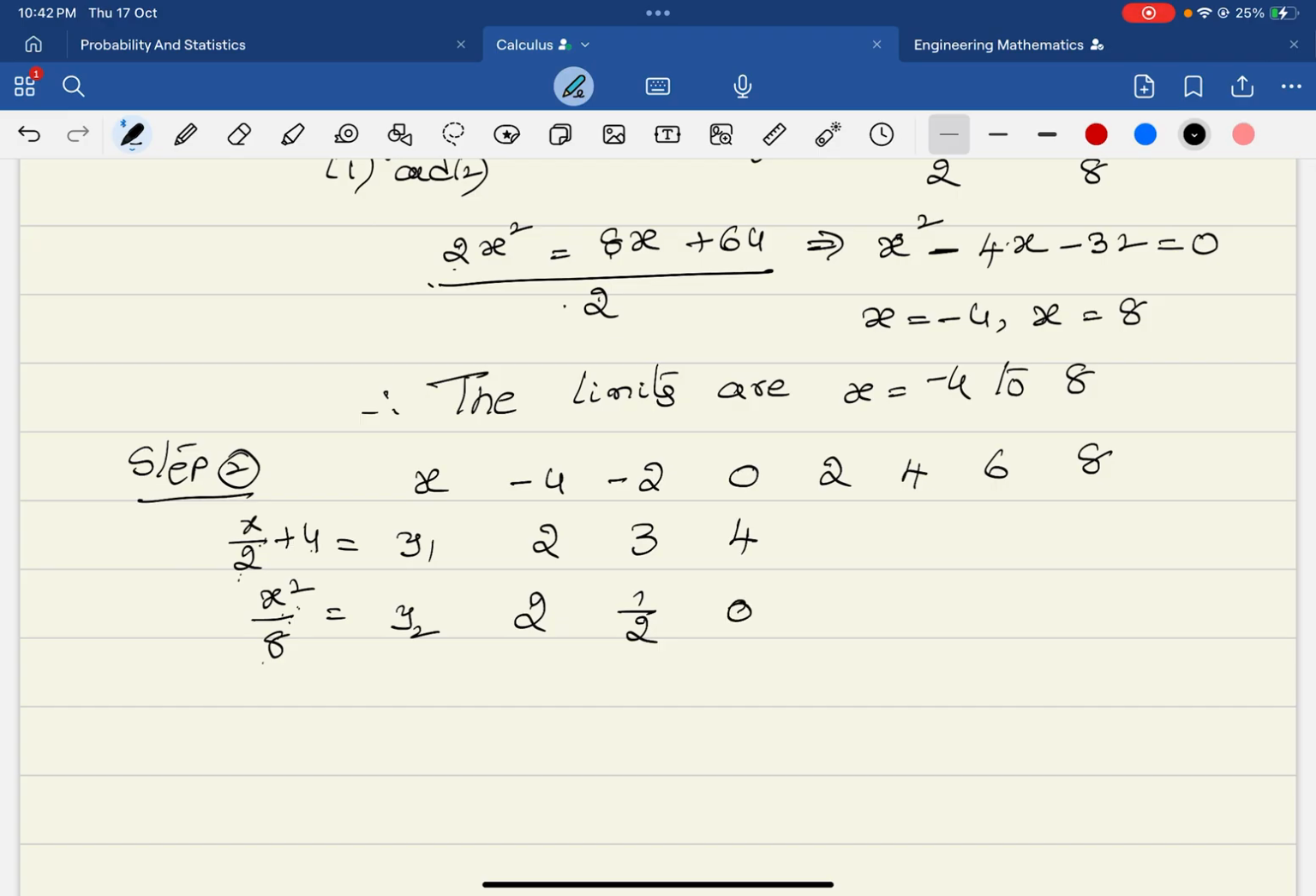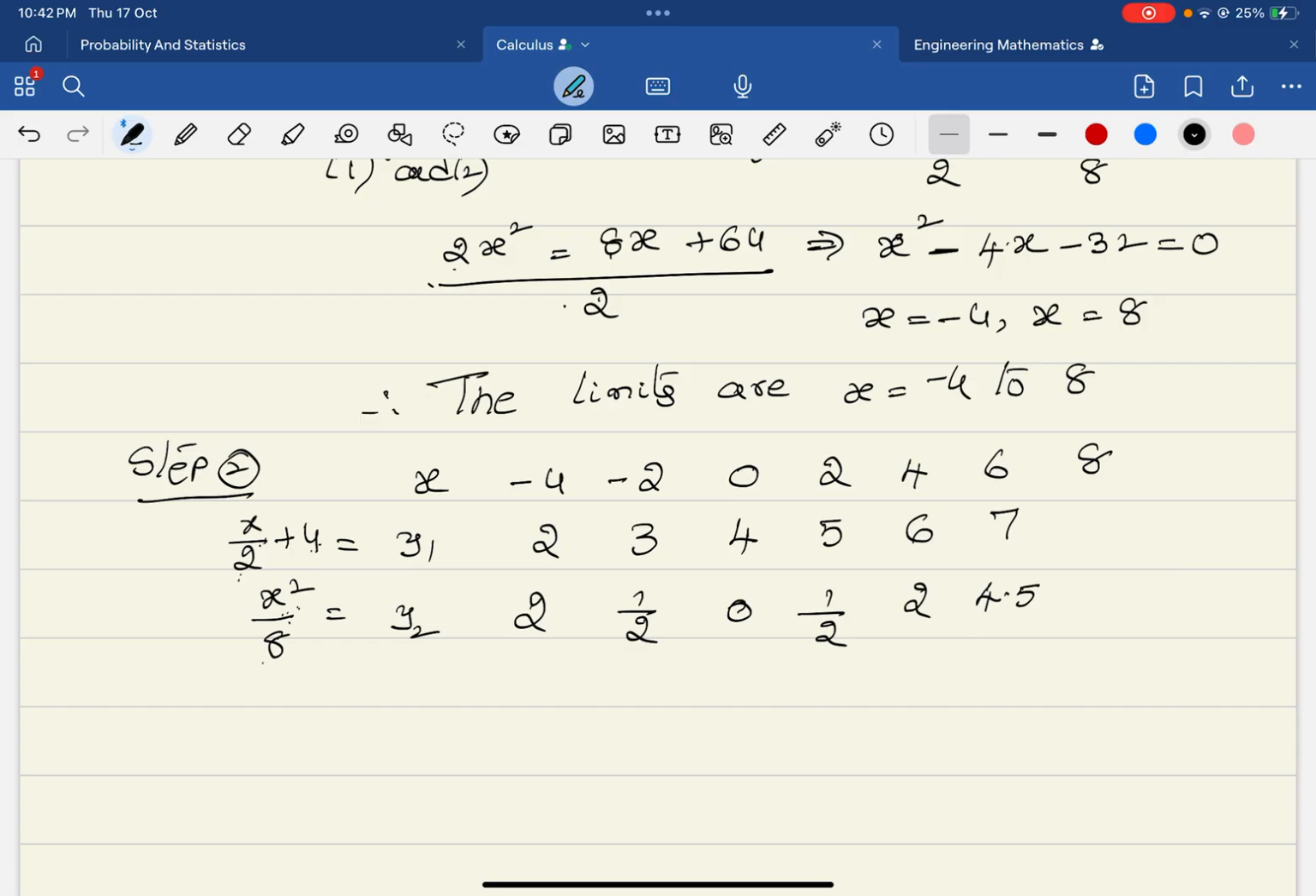And when x is 2, it is 2 by 2 is 1. 1 plus 4 is 5. And when x is 2 here, it is 2 square is 4. 4 by 8 is 1 by 2. When x is 4, 4 by 2 is 2. 2 plus 4 is 6. And here it is 4 square, 16 by 8, which is 2. And then when x is 6, 6 by 2 is 3. 3 plus 4 is 7. And this is 36 by 8.